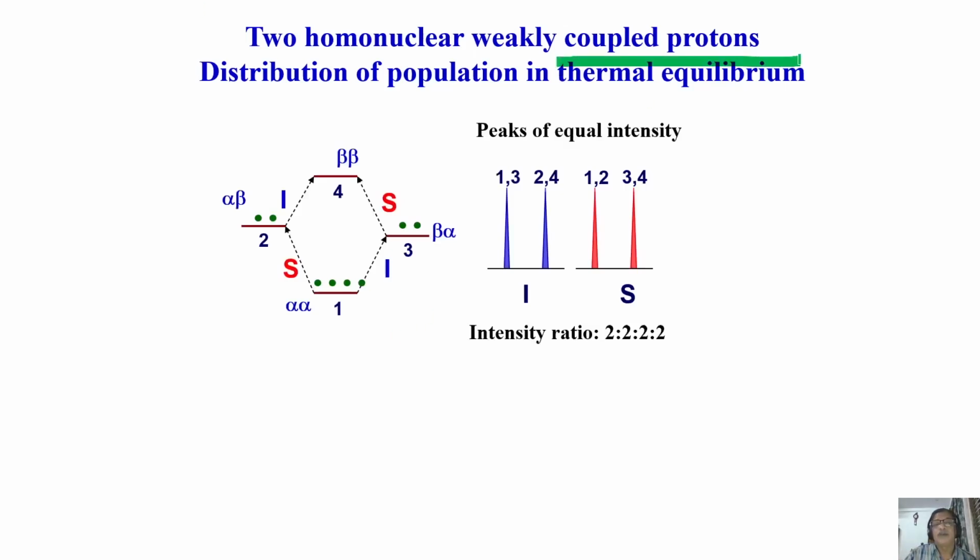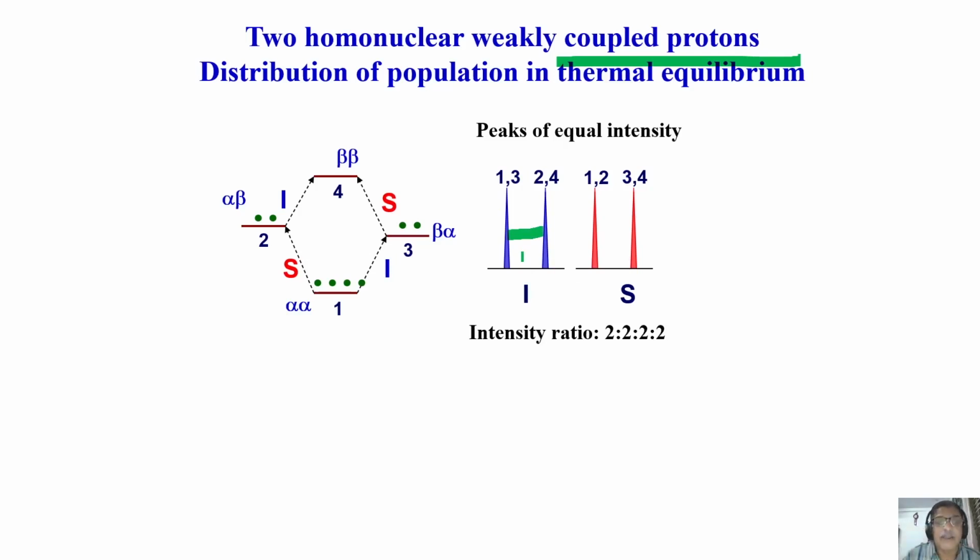When two protons are weakly coupled, you have only 4 energy levels, and 4 transitions. No doubt about it. We have discussed this a lot, and all of them are of equal intensity. We know the center of each doublet gives the chemical shift, and this separation gives you the J coupling. I don't have to repeat it again and again.